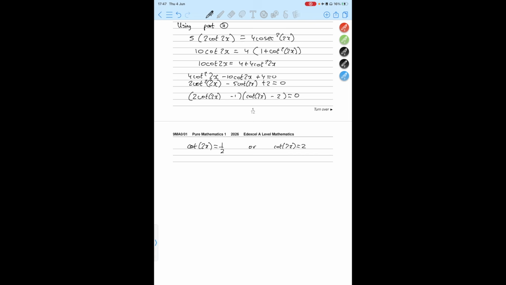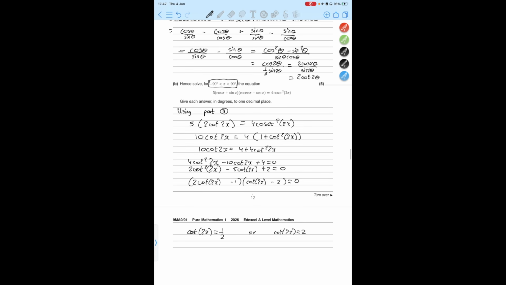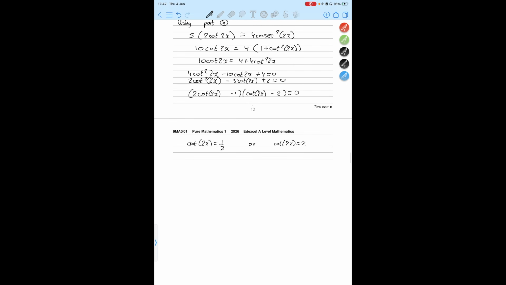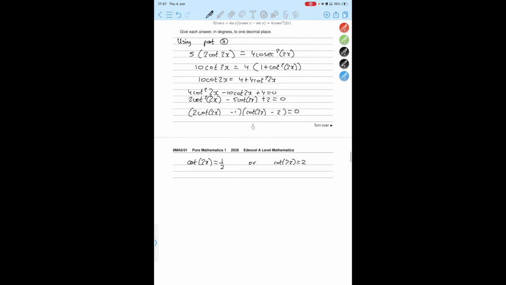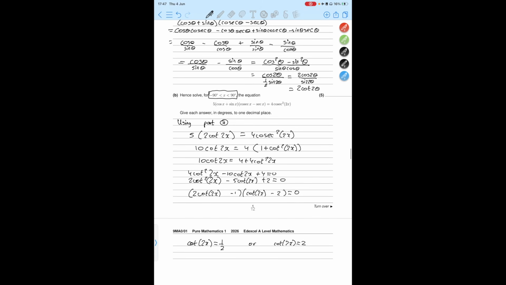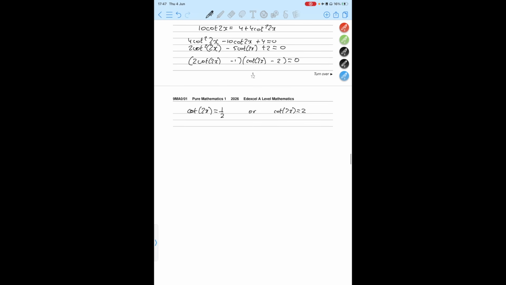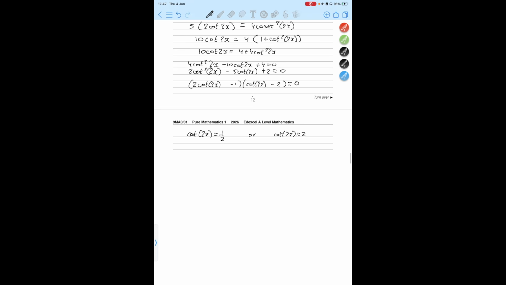to 2. Okay, now it's important here that we look at the fact that we have 2x and our domain was given for simply x. Okay, so what I do in these questions is I adjust my domain. Okay, so I see that we've been given that x has to be between minus 90 and 90. So if I'm solving for 2x, well, I know that 2x is going to be between minus 180 and 180.